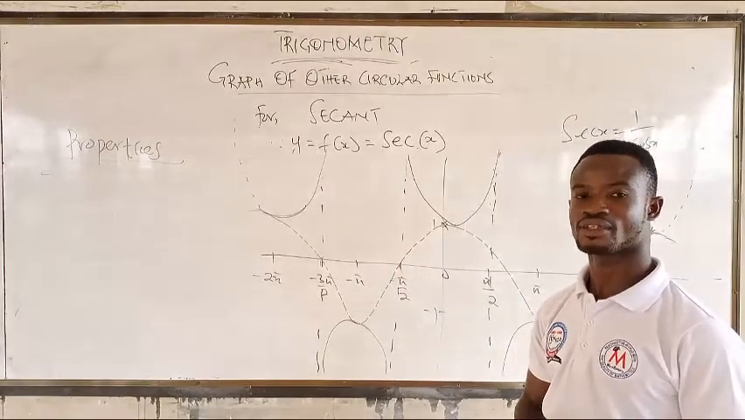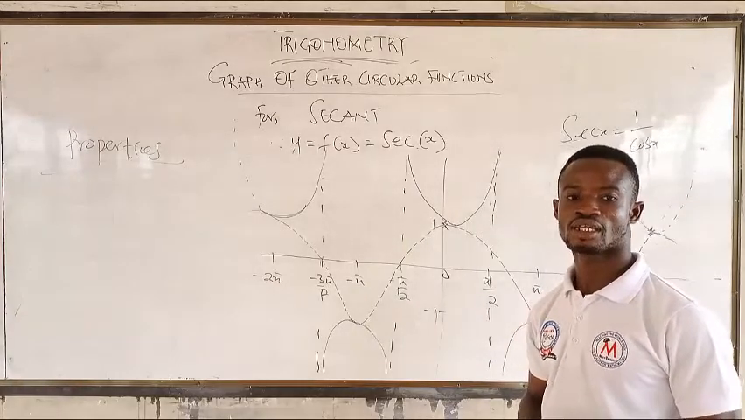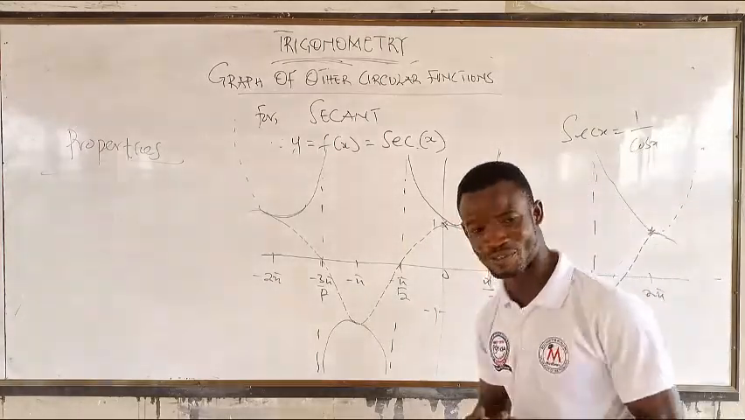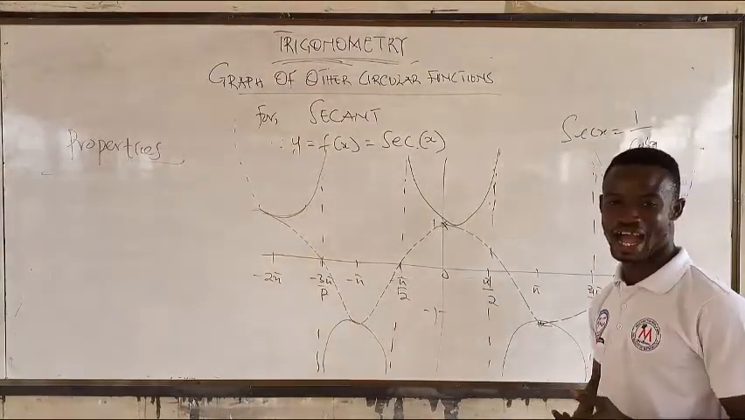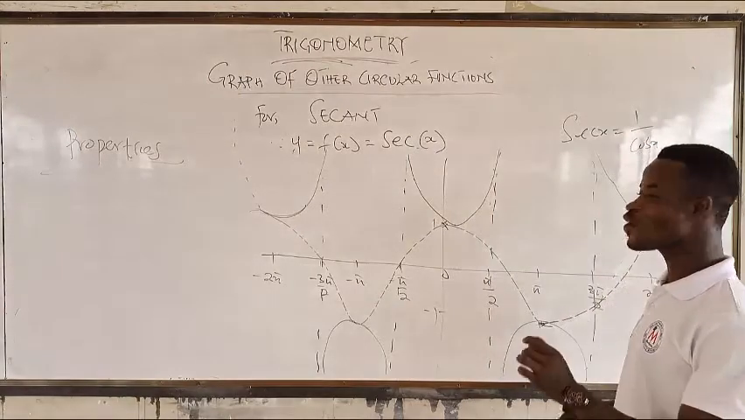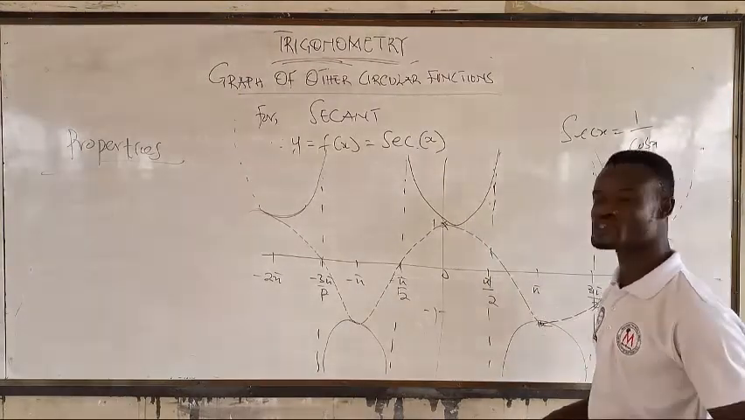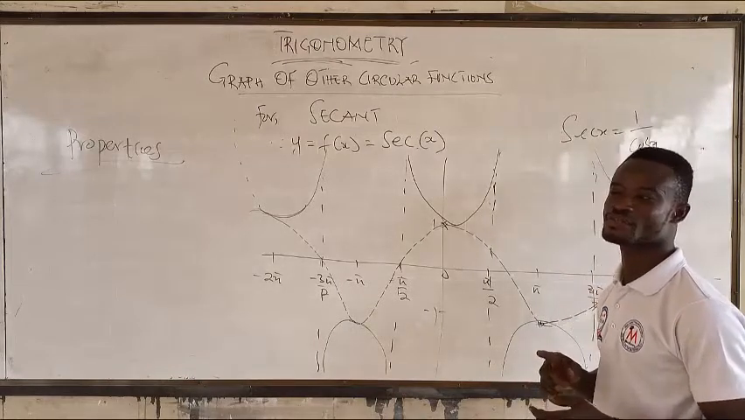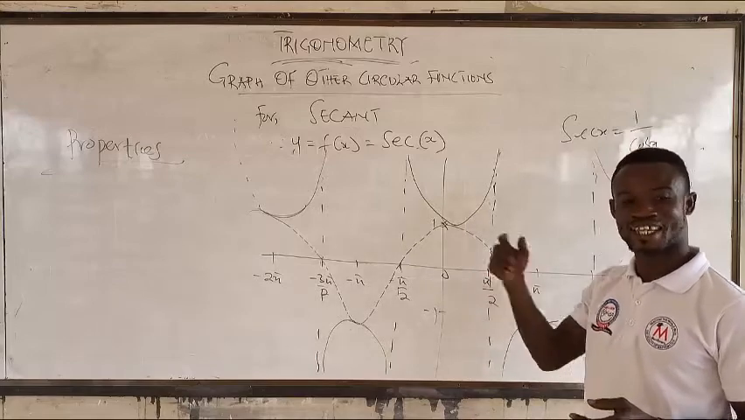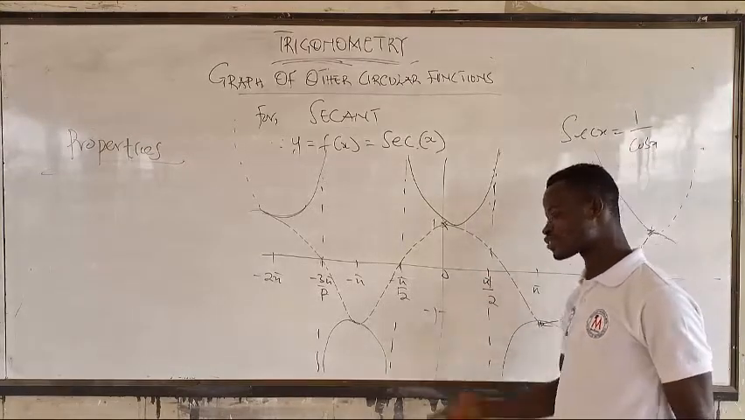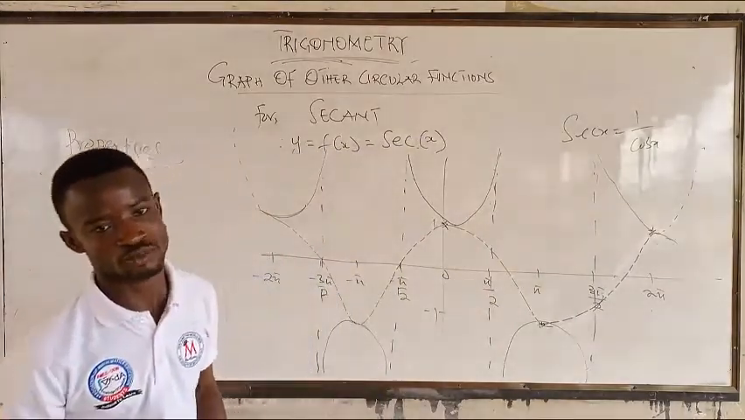Three, there are no x-intercepts. So no asymptote, no x-intercept. The period is 2 pi. Let's move on.